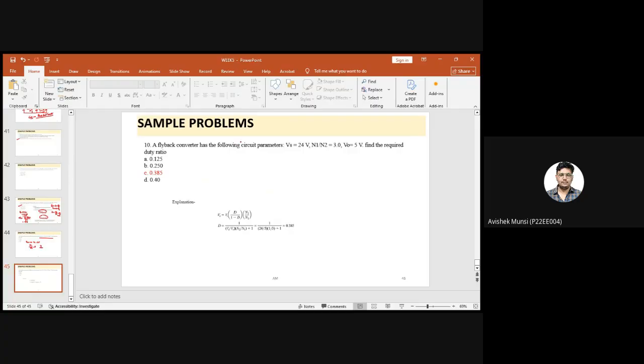Fine, this is a direct formula. We derived that it is similar to the buck boost converter, so Vo is input voltage times D by 1 minus D, times n2 by n1, and I have to calculate D. So D will be equal to 1 by (Vin by V0 times n2 by n1, plus 1). If you put in the values, it will be 0.385. So option C is the correct answer. Fine.